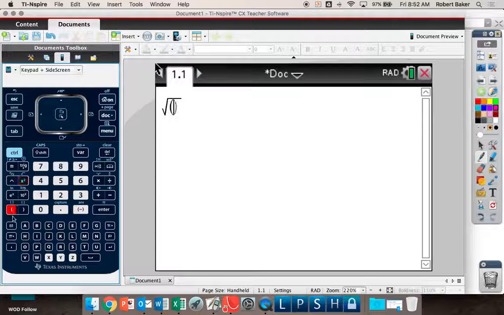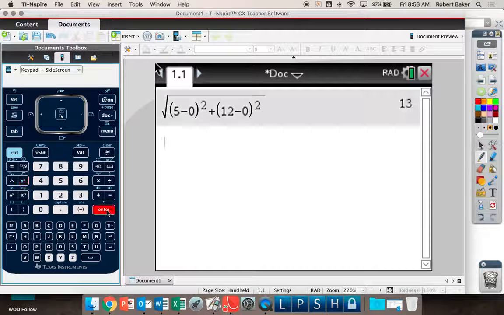Parentheses. 5 minus 0. Close parentheses. Squared. Plus. Parentheses. 12 minus 0 and squared. Is that what you have on your paper? Hooray. All you gotta do, boom. And it says 13.